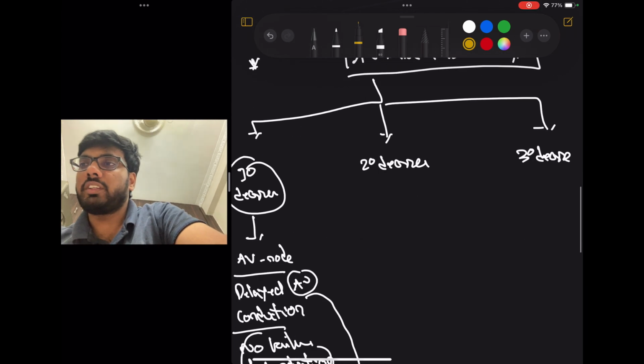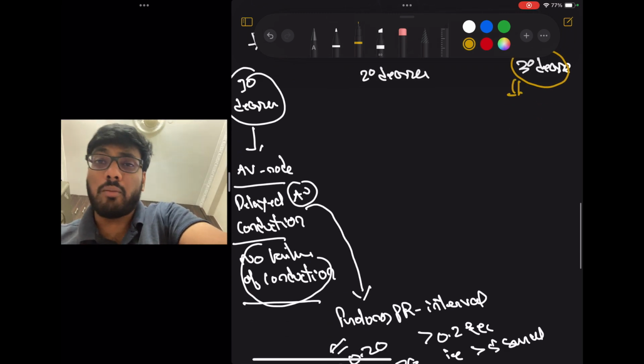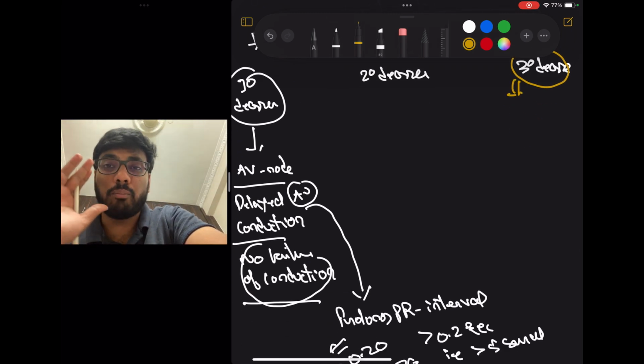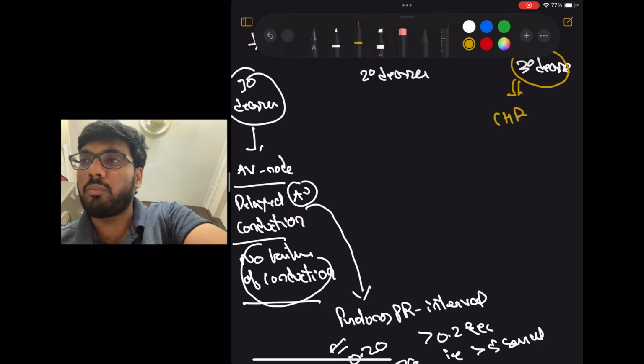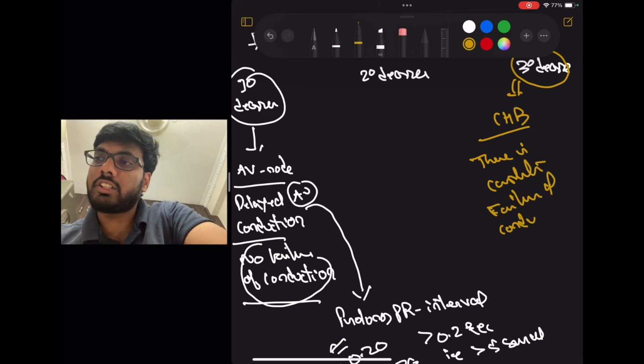Now come to third degree AV nodal block. Third degree AV nodal block means there is a complete failure of conduction. That means complete block. It is also called complete heart block. There is a complete failure of conduction at the AV node, right?